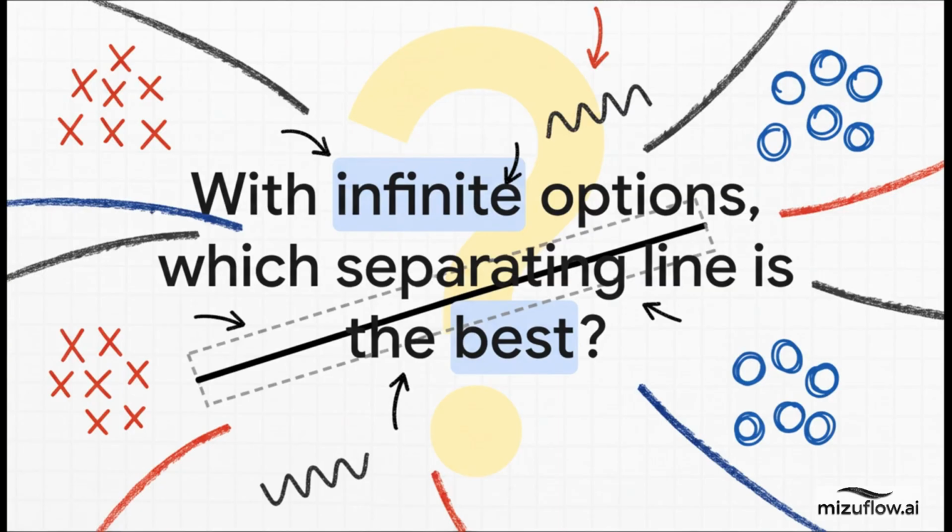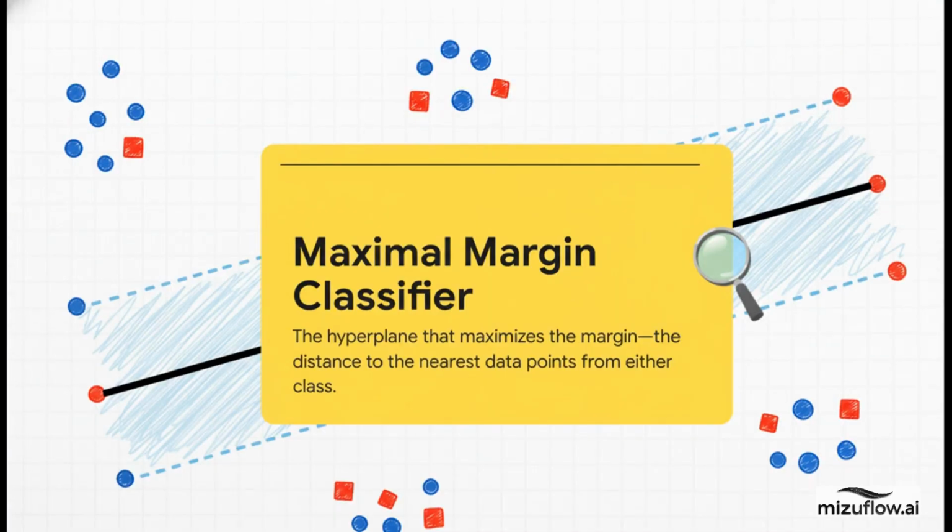Even with our simple, clean data, you could draw tons of different lines that separate the two groups, right? You could tilt it a little, shift it up or down, and they'd all technically work. So how on earth does the machine choose? Which one of these infinite possible lines is the optimal one? The answer to that is the first big, brilliant idea behind SVMs. It's called the maximal margin classifier.